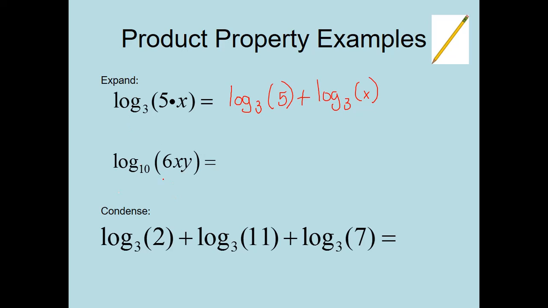This one, I got log base 10 of 6 times x times y. Notice I got 1, 2, 3 things multiplied in here, right? So that means I'm going to have 3 separate logs. So ultimately, what am I doing? I'm just splitting it up. So I got log base 10 of 6 plus log base 10 of x plus log base 10 of y. All I did is just split it up. I'm cutting up the inside to make it simpler looking as I expand.